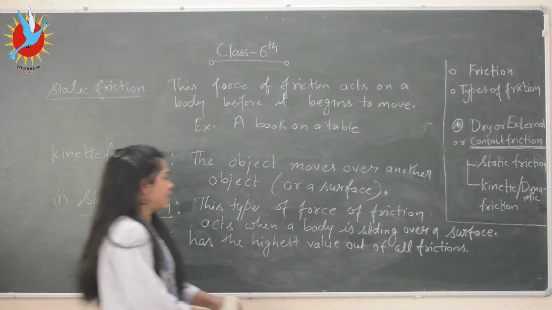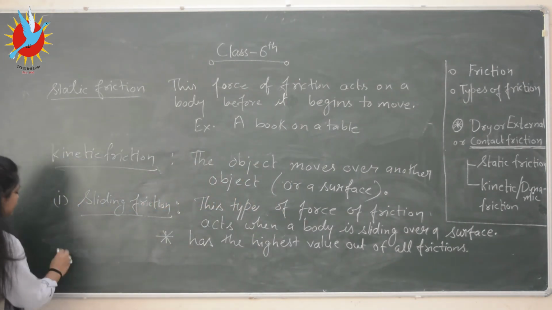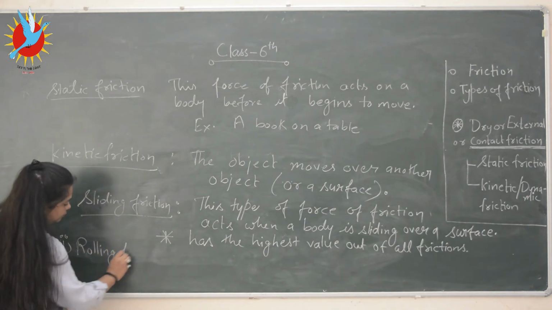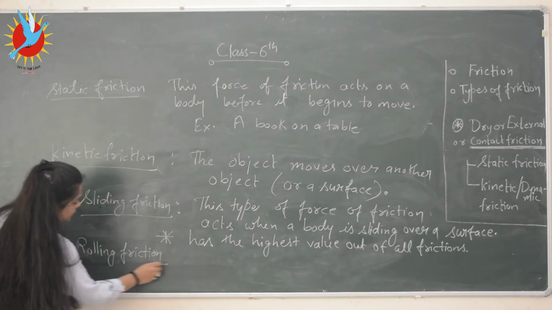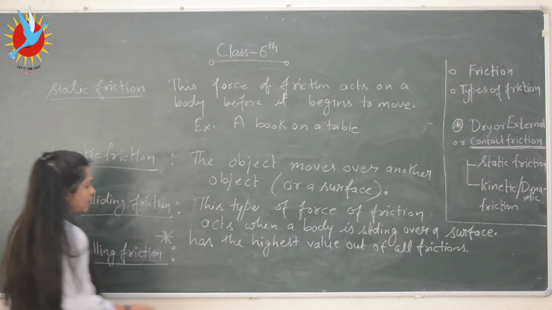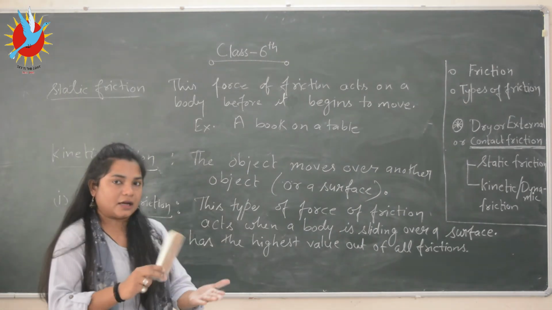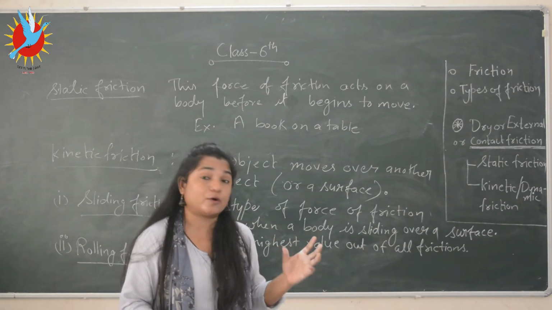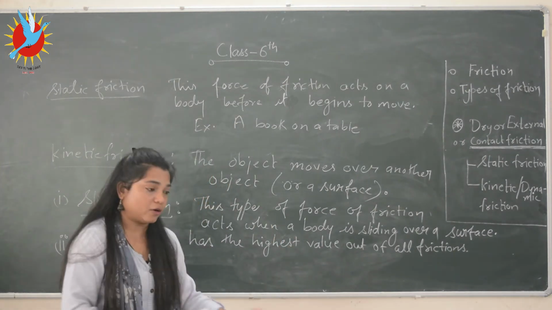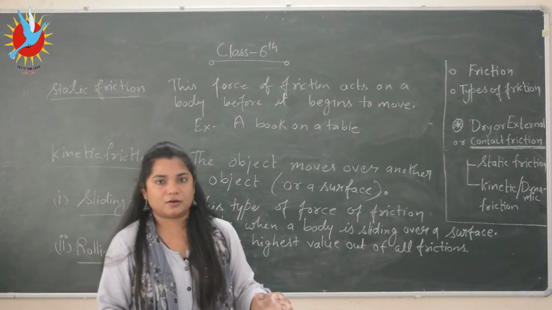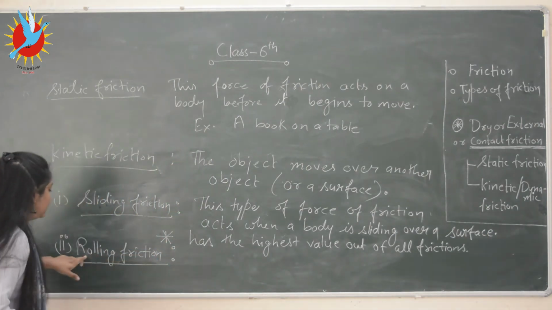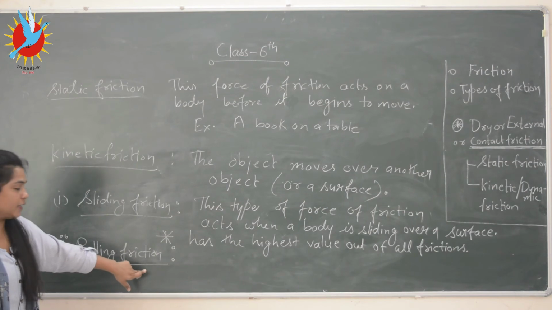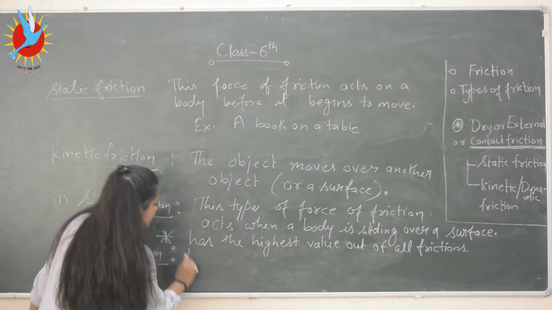Now let's discuss the other type, that is rolling friction. Students, in this type of friction, the object rolls over another body. Suppose you have a cylindrical pipe or a water bottle, you can just throw it on the floor and it will roll over the surface. At that moment, the rolling friction is acting on that water bottle, because of which it will stop after a certain time.